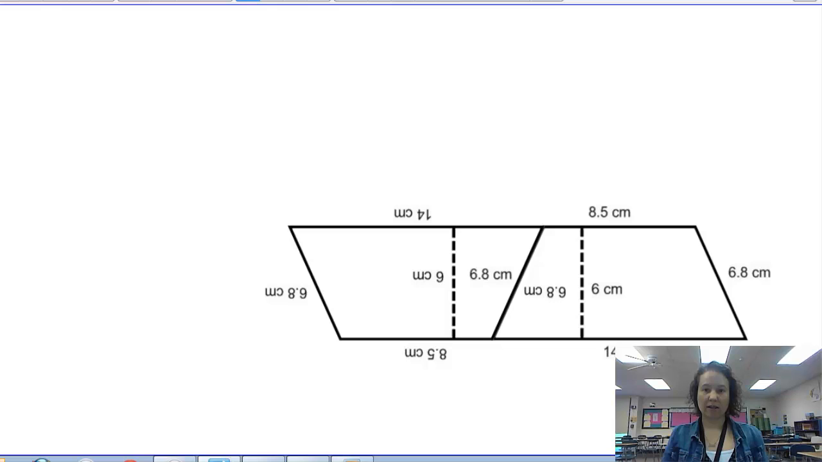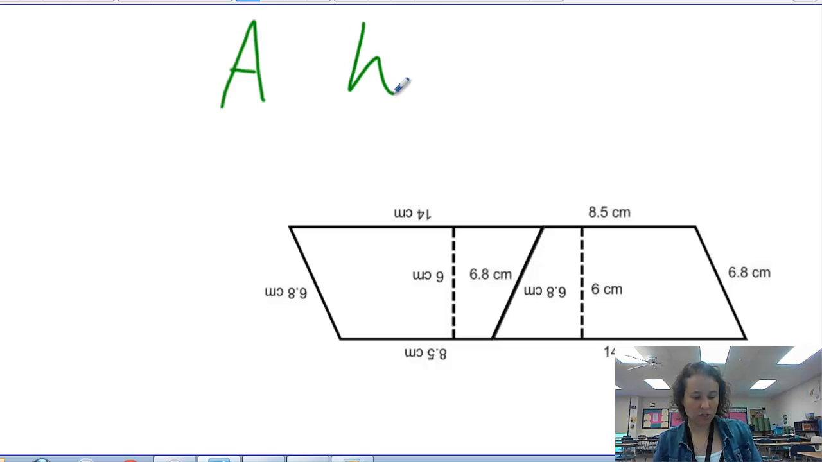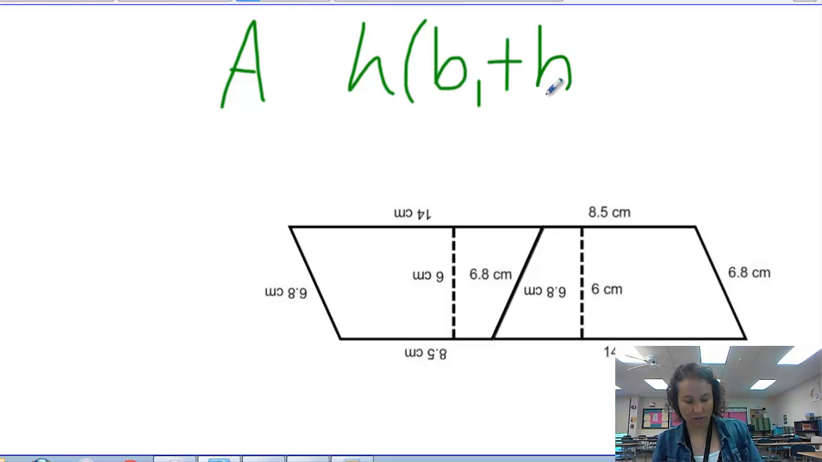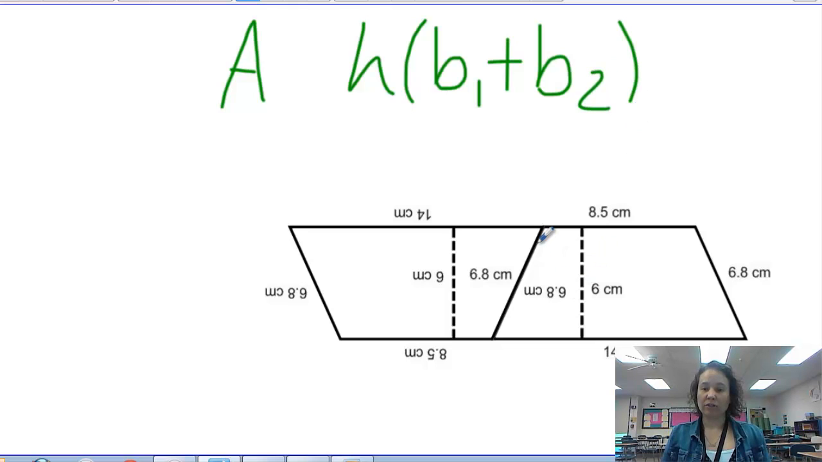Remembering that area of a parallelogram is base times height, I'm going to do the base times the height. But here, my base, this big long base, is formed by looking at the top base and adding that to the length of the bottom base. So we call one of those base 1 and the other one base 2, and it does not matter which is which, but I need to add my two bases together. And it's very important when you're dealing with trapezoids that the two parallel sides are always used as the bases. No matter which way the trapezoid is sitting, we're going to use the two parallel sides as the base.